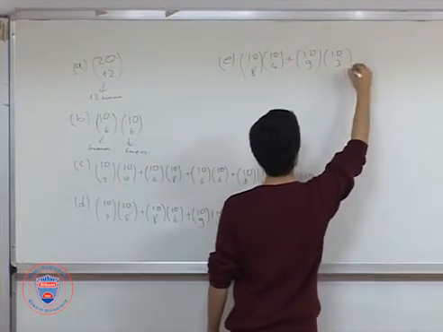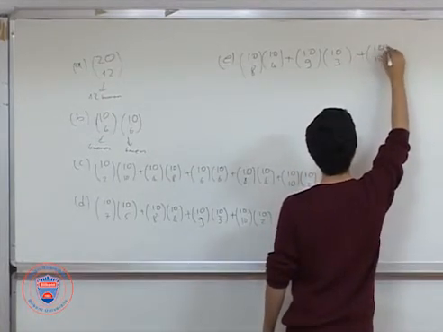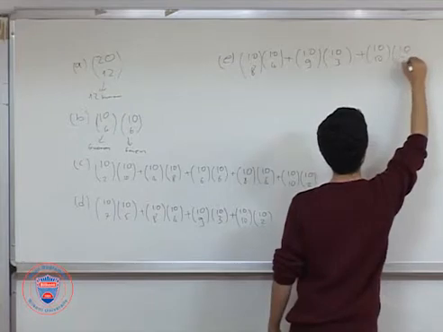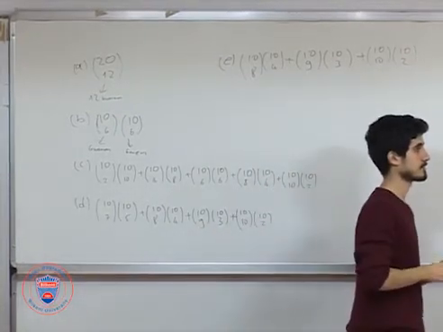Now number E, there must be at least 8 men. So you say, okay, it can be 8, 9, or 10. That's all you get.